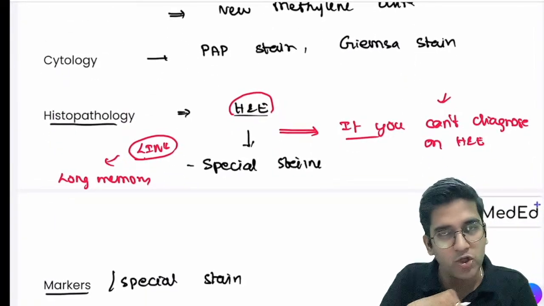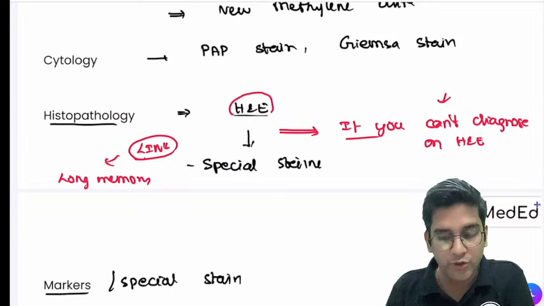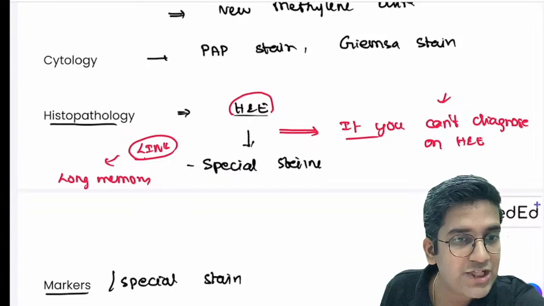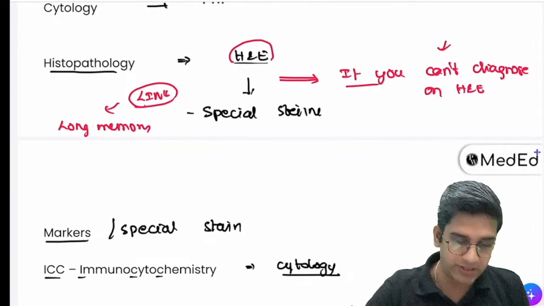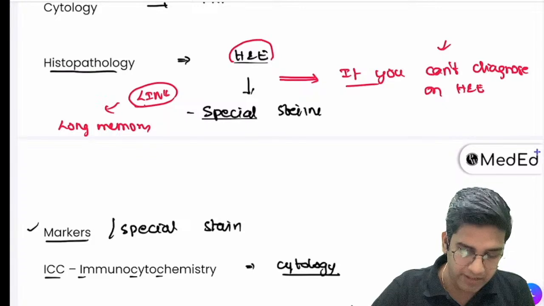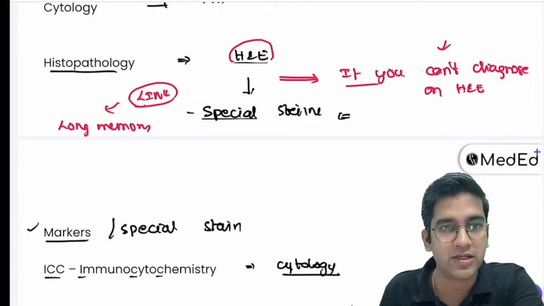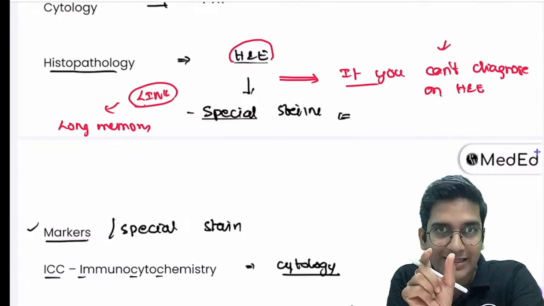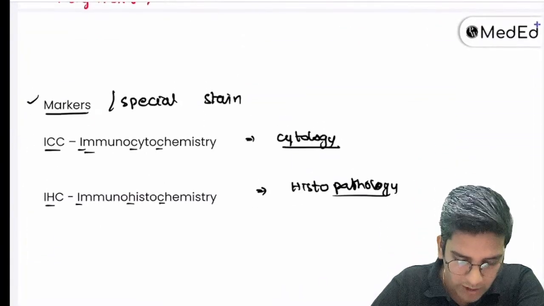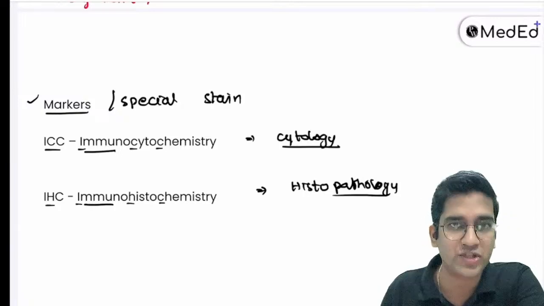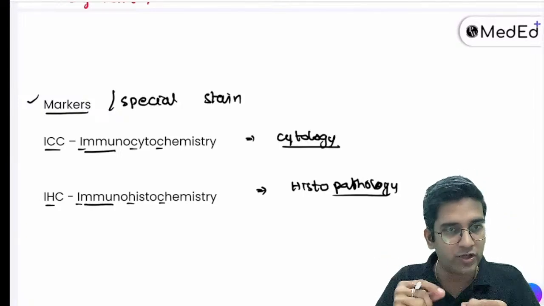If I'm not able to identify something on histopathology, I use special stain, right? PAS, Alcian blue are not IHCs, they are special stains. I have special stains and then I have markers. Special stains don't use immunological antigen antibody reaction. IHC is something which uses immunological antigen antibody reaction. So that's a word I have, immunohistochemistry and immunocytochemistry. If you use antigen antibody reaction, it goes there.